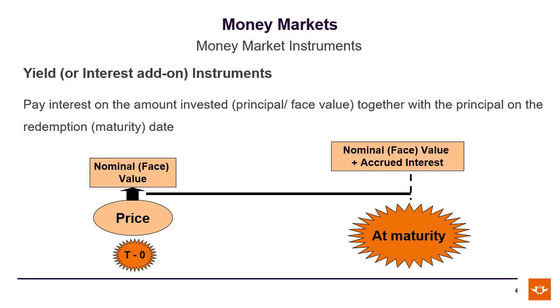In places like Europe, they use the actual 360-day convention. So the numerator is exactly the same, which is the actual number of days in the period, but the denominator is fixed at 360. So it assumes that every single month in the year has 30 days.